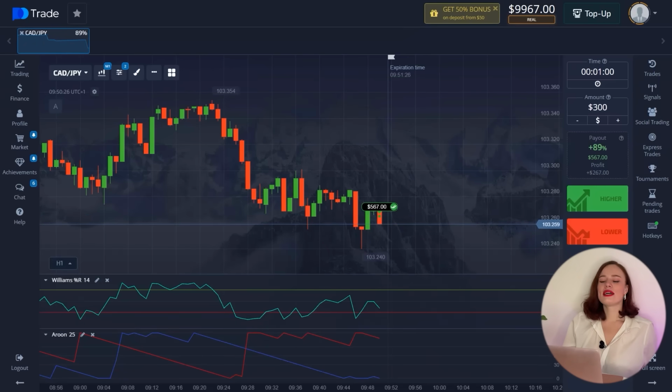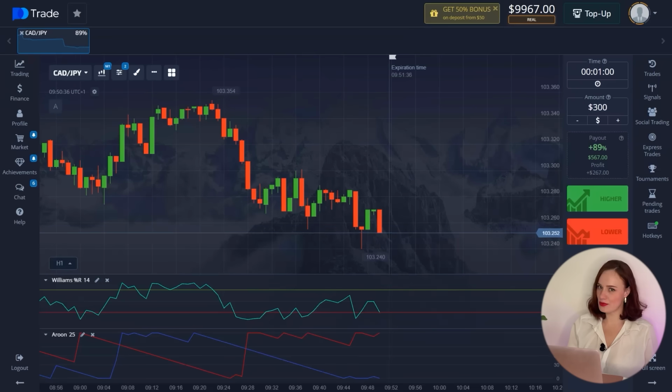$267. So let's continue. As a rule, take into account the average volatility of the last 10 candles. Roughly speaking, the last 10 candles are summed and divided by 10. What does volatility depend on?